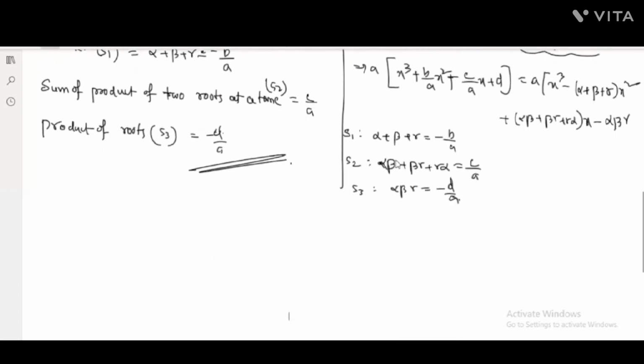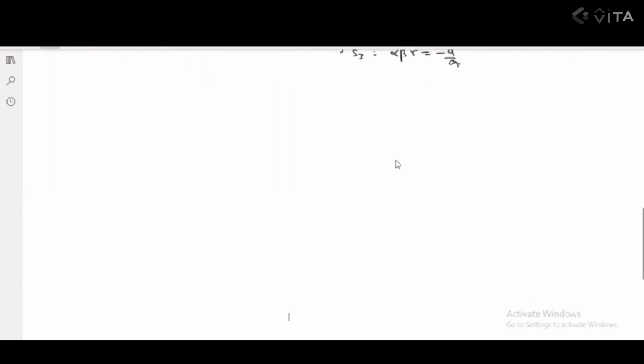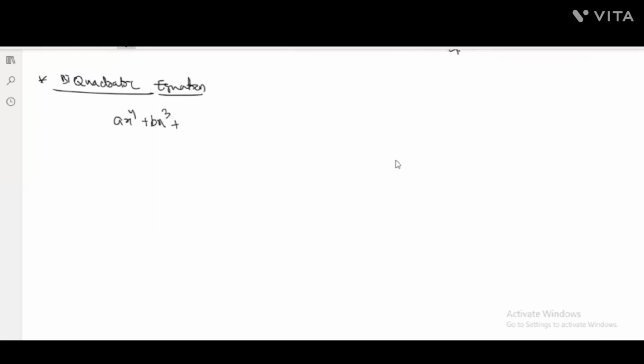If you go for biquadratic, so what is the biquadratic equation? If you see biquadratic equation, it is in the form of ax power 4 plus bx cube plus cx square plus dx plus e is equal to 0, right?